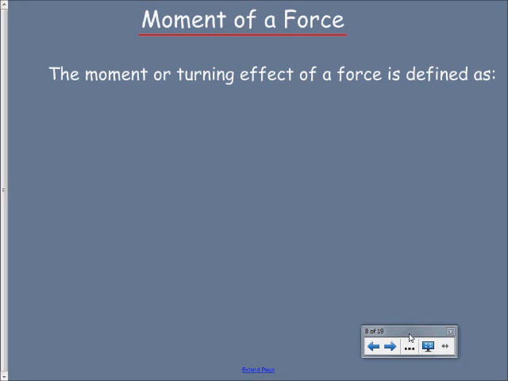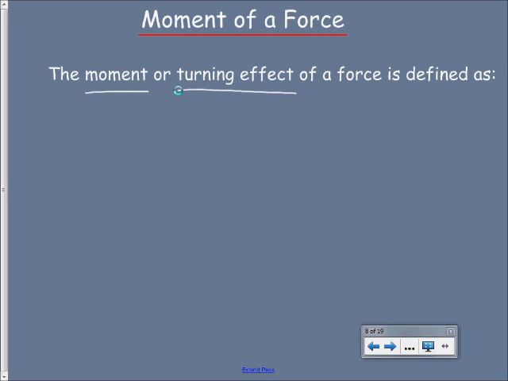As well as a force having the ability to change the motion of an object, i.e. to produce acceleration or deceleration, that sort of thing, a force can also cause an object to rotate. It can have what we call a turning effect. And the name given to the effect of a force, the turning effect, is the word moment.